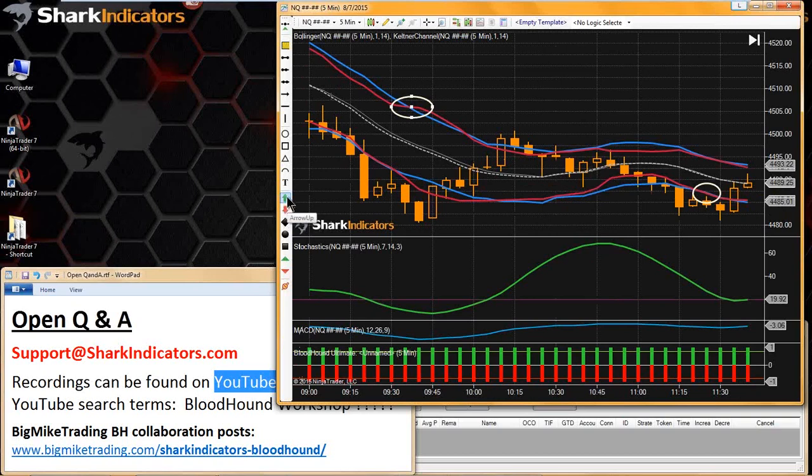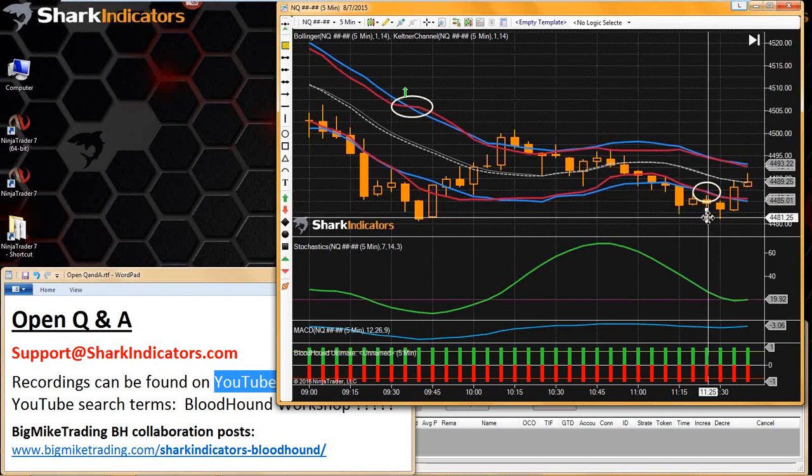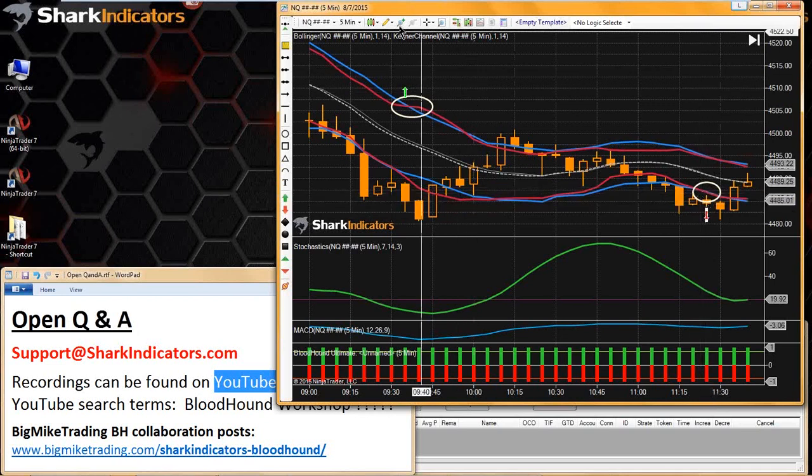For the upper band, we're only interested when the Bollinger crosses above the Keltner. For the lower band, we're only interested when the Bollinger crosses below.